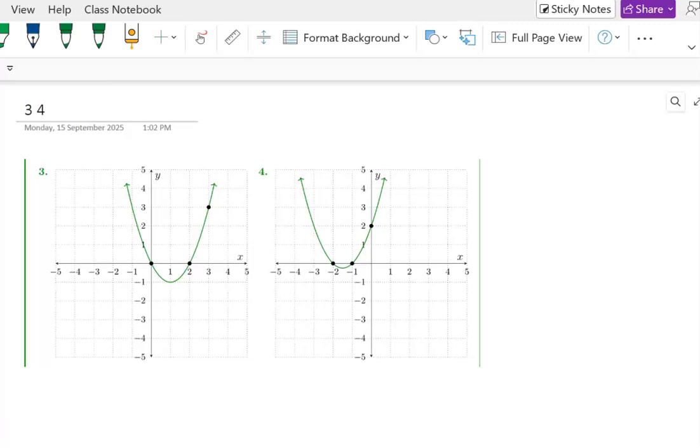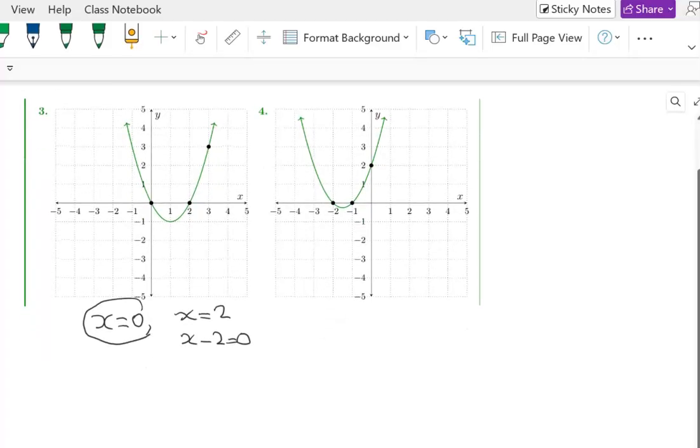All right, so in this one here, we've got x equals 0 or x equals 2. So this is x minus 2 equals 0. In this one here, we can write just like this. So y is equal to k times x minus 2. You can think of x equals 0 in a weird way as x take away 0. But we don't need to write that, right? So we can just write x.